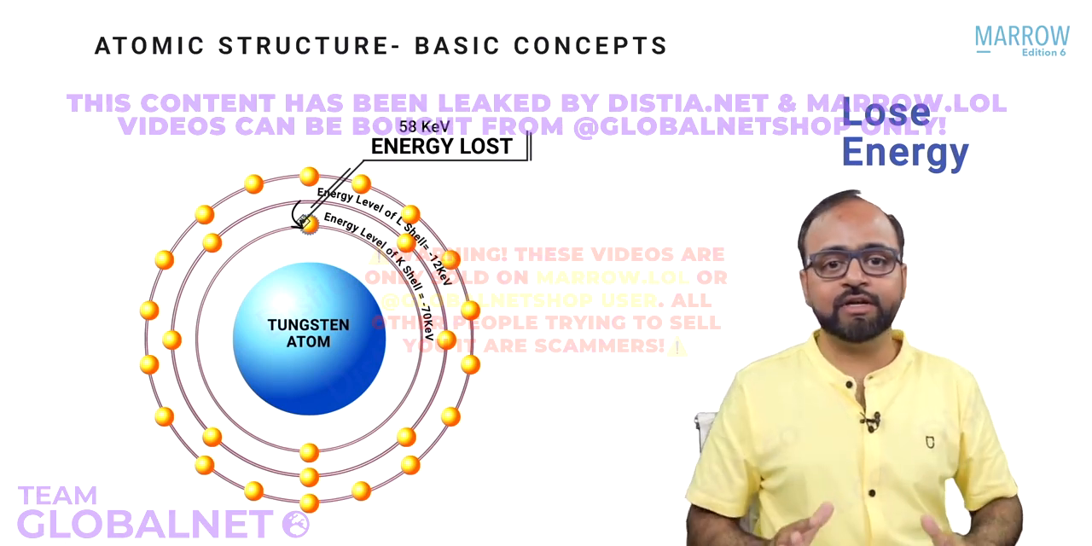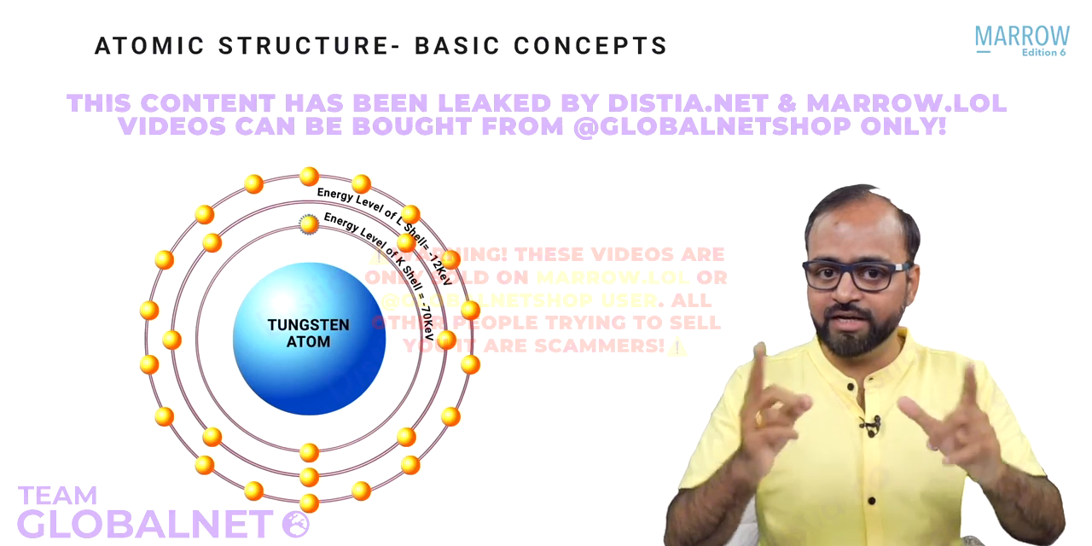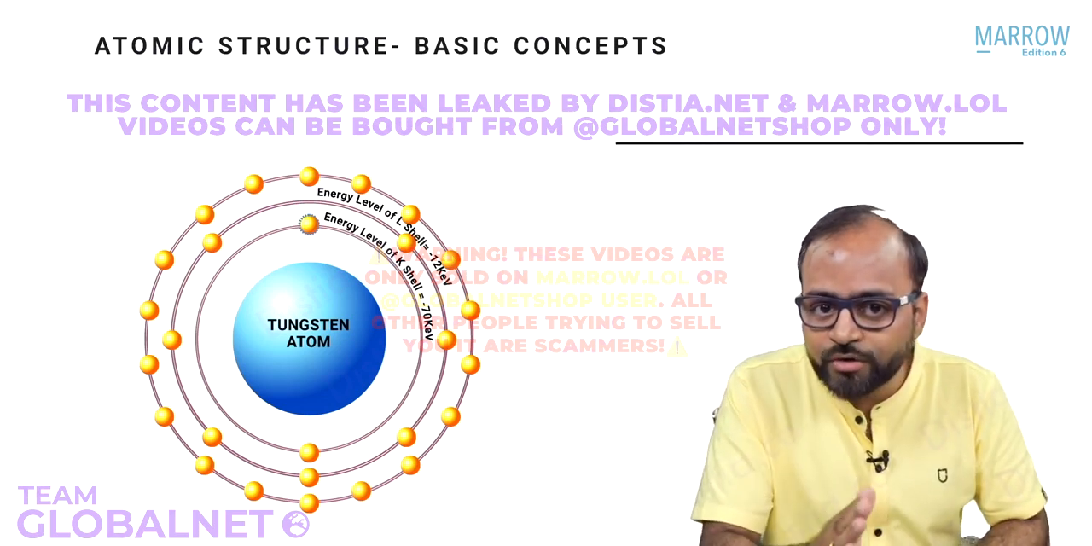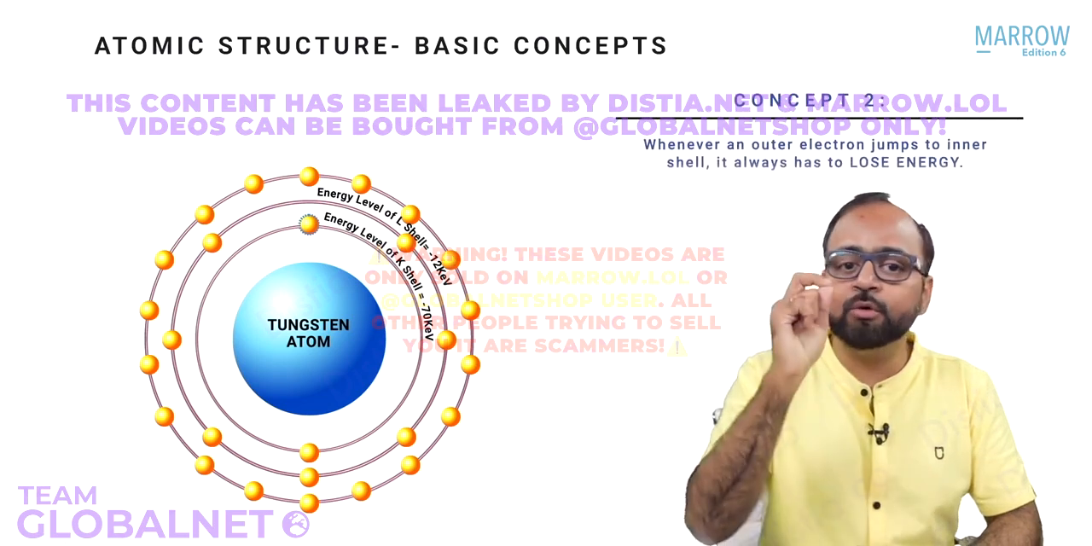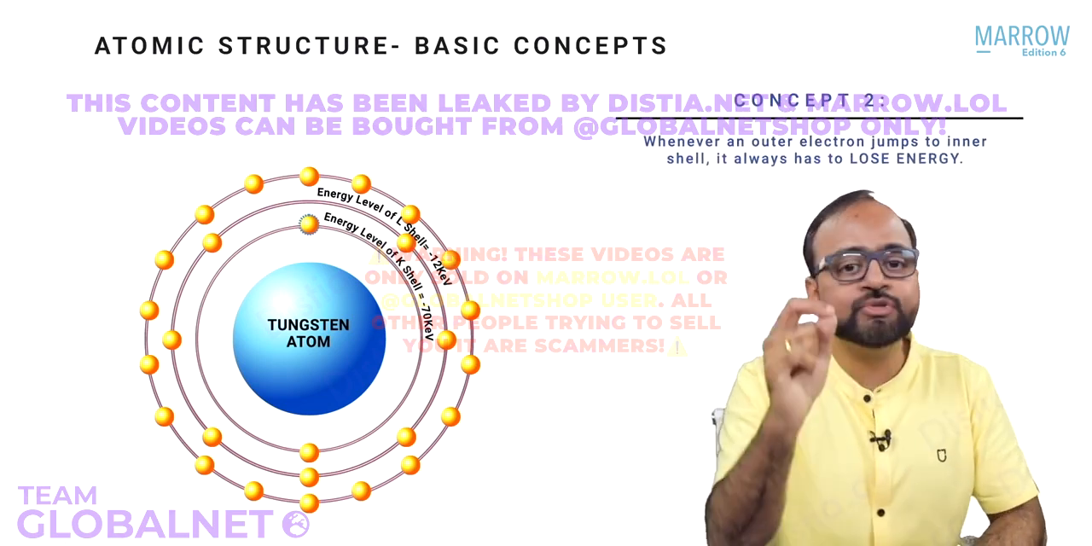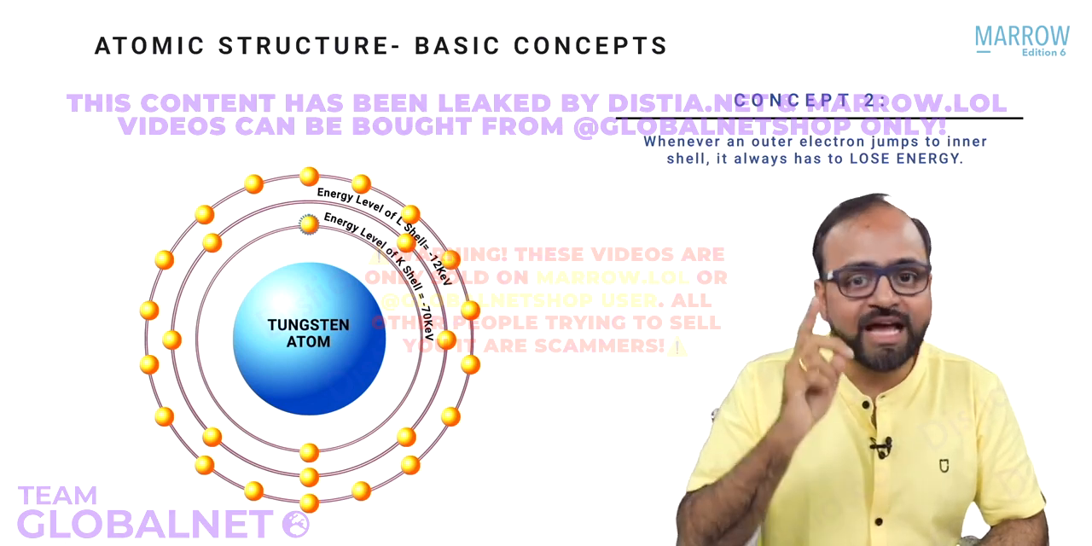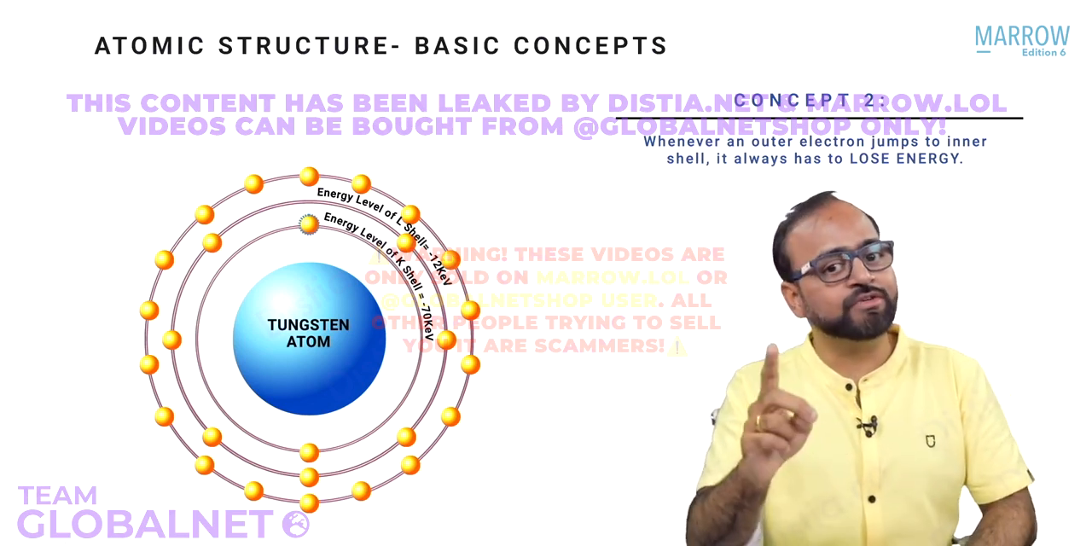Now the energy level of the electron is minus 70. Now can it lie in the K shell? Yes, it can. So what is the second concept? The second concept is that whenever an outer shell electron jumps to the inner shell, it always has to lose some amount of its energy.